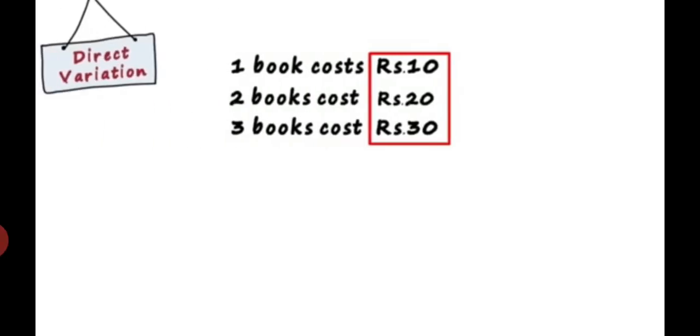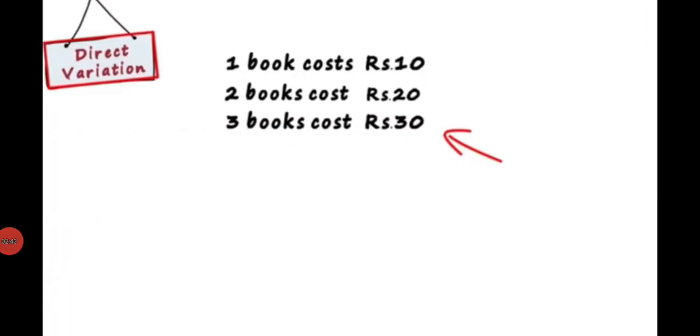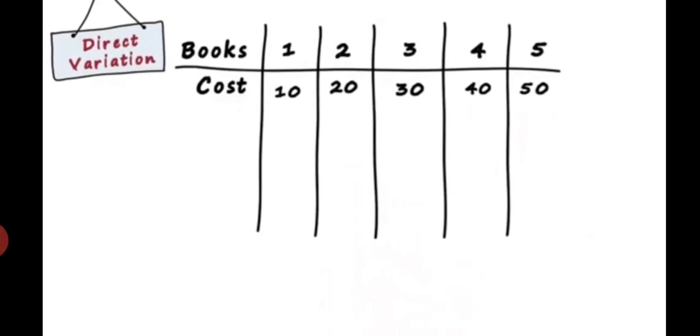So here the number of books increases. As the number of books increases, the cost increases. That means an increase in one quantity causes an increase in the other. This is called direct variation. Was it not so simple? Let's take a table. Here in this table, the first row indicates the number of books and the second row indicates the cost of the books.